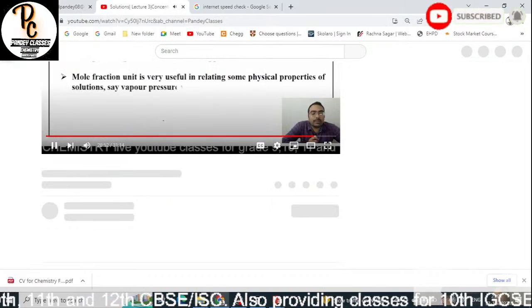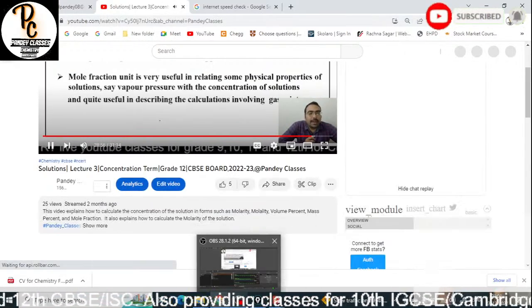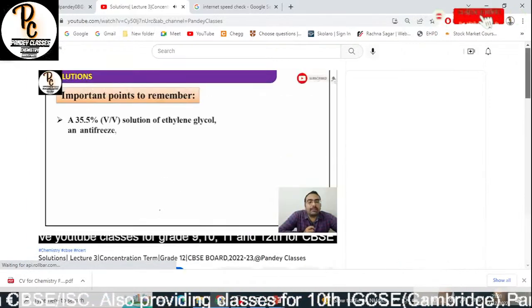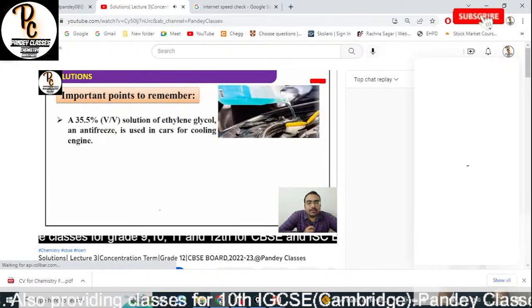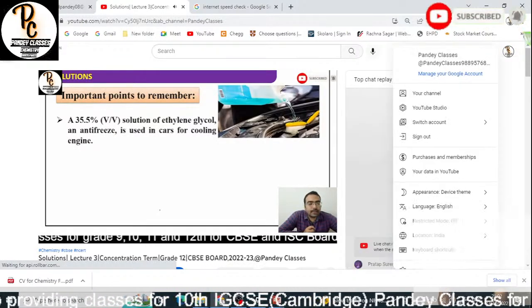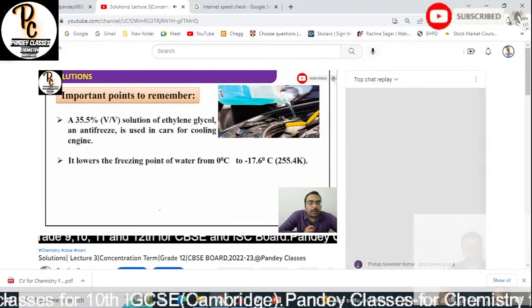Useful in relating some physical properties of solutions, say vapor pressure, and quite useful in describing calculations involving gas mixtures. Then a 35.5 degree volume by volume solution of ethylene glycol and antifreeze is used in cars for cooling the engine. We all know, पुरानी movies में जाते हैं ना. It lowers the freezing point of water from 0 degree.